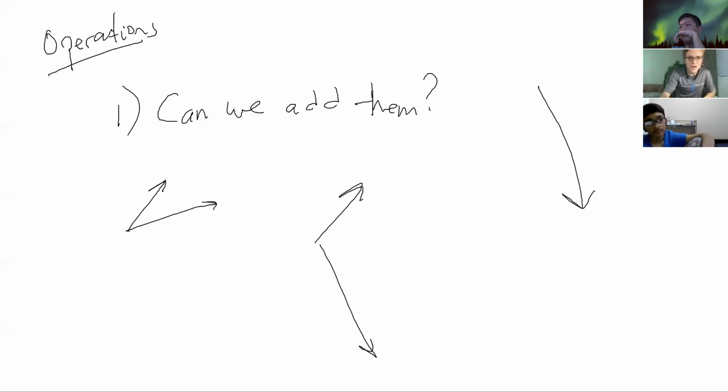Cool. So now, what does it mean to add two vectors? Does someone want to try to guess what that means conceptually? What does it mean to add a vector? You add the components. Cool. So what do you mean by that?